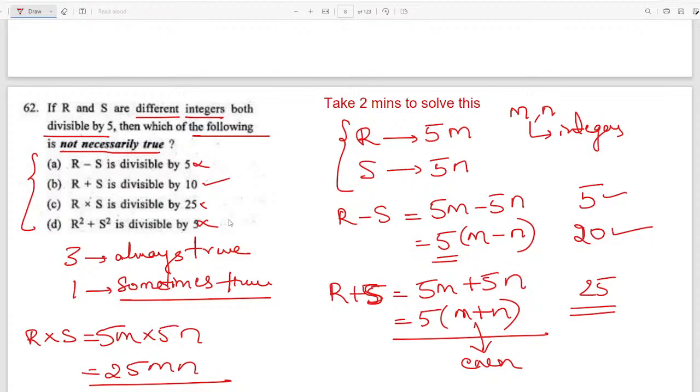I hope this is clear. For people who have got option A and option C, if you have any doubts, you can please ask. Even others, if you have any doubts, you can please ask. Okay.